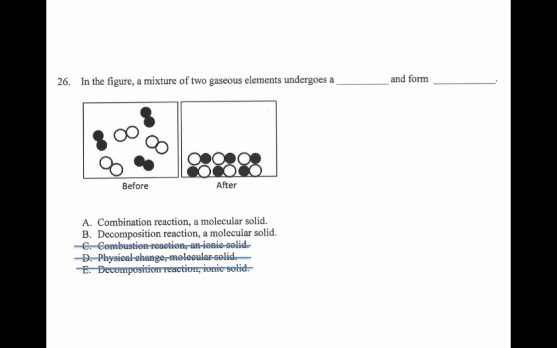A physical change, nope, it was a chemical change. So we want to find an example where a chemical reaction is described and a molecular solid is being formed. The final point is we need to distinguish between a combination reaction and a decomposition reaction. This is a combination reaction, as we have 2 substances combining to form a new one.